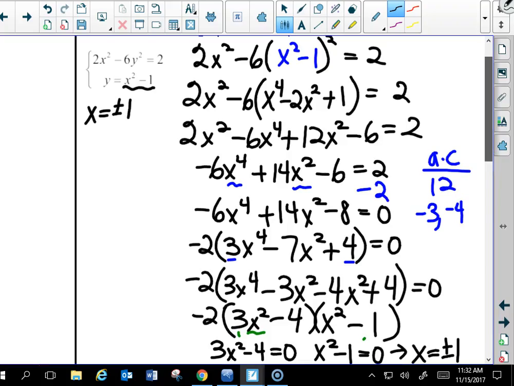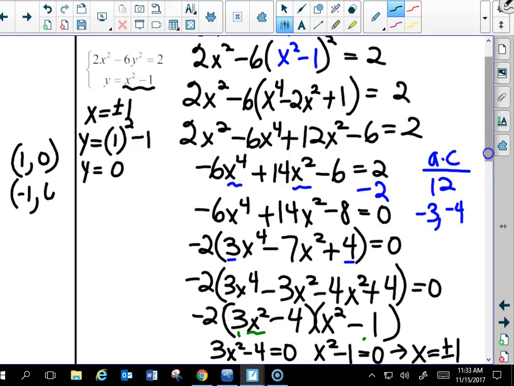I'm going to put those numbers into my expression for y to get my ordered pair. And again, because I'm squaring the number, I get the same exact answer for both the positive and the negative 1. Looks like y equals 0. So that gives me 2 of my points. I'm going to write these on the left because I think I need the room. 1, 0, and negative 1, 0.